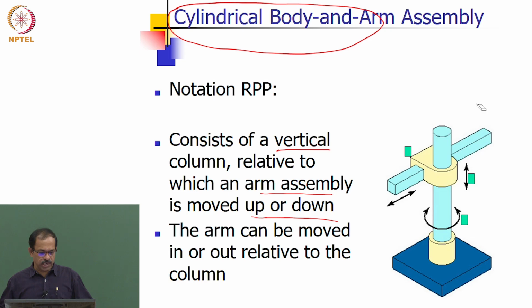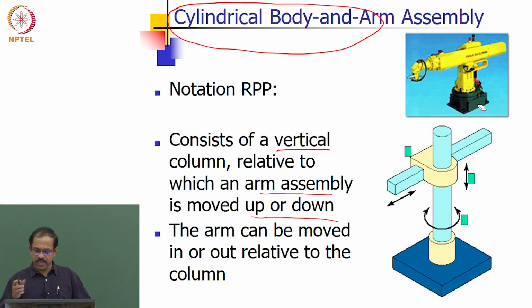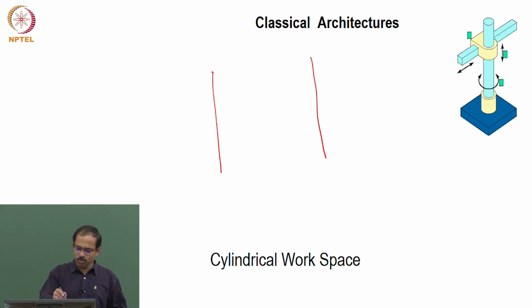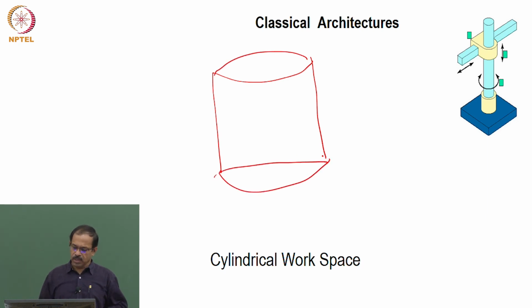So can you draw the work envelope for this? What will be the work envelope for these robots? So this is a typical cylindrical robot in industry, what you can see. So the workspace will be like a cylinder. You will have a cylindrical workspace, an outer envelope, and then there will be an inner envelope. Because of the mechanical construction, you need to have a joint, so you cannot reach the center. So it will be like this.